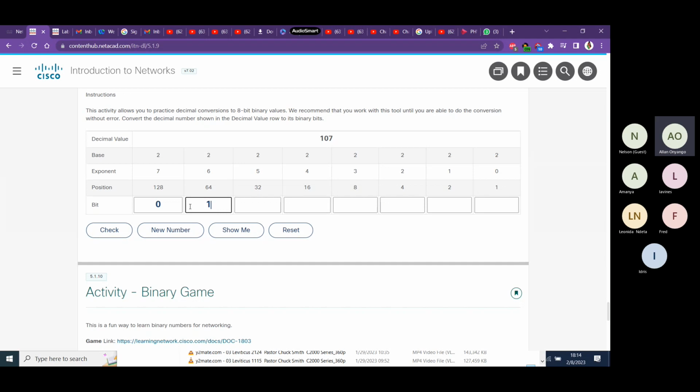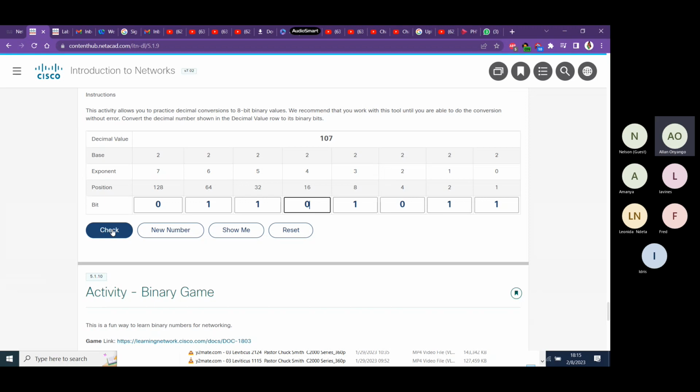So, which means we have already found two numbers here. 32 is a 1, and 8 is also a 1. We now remain with 3. 3 is 2 and 1. We put a 1 under them. 1 under that, and 1 under that. I fill the remaining ones with zeros. The remaining numbers will now be filled with 0. And that's it. That's how we do that.